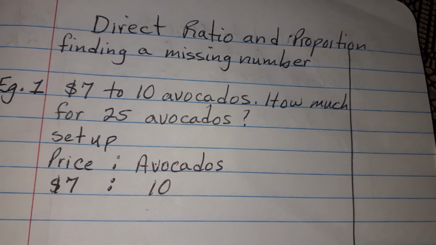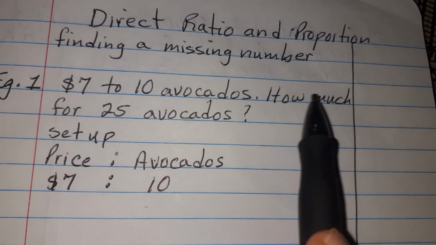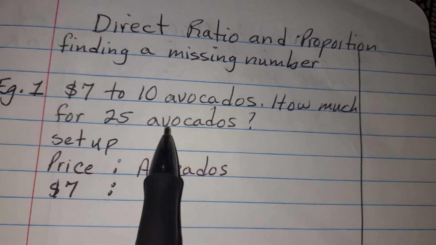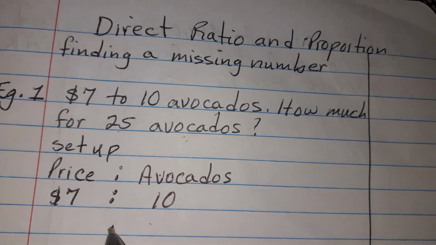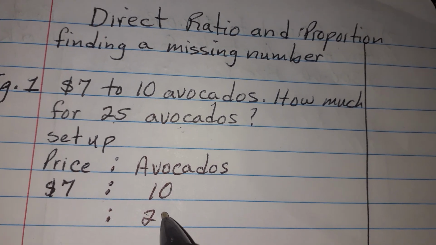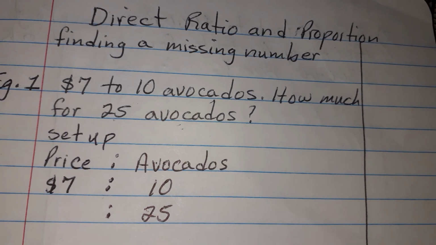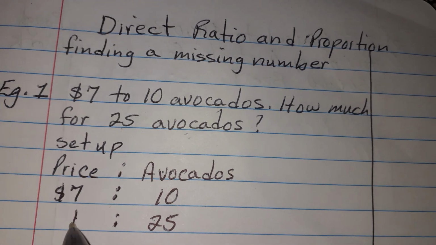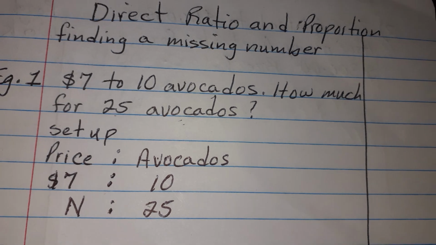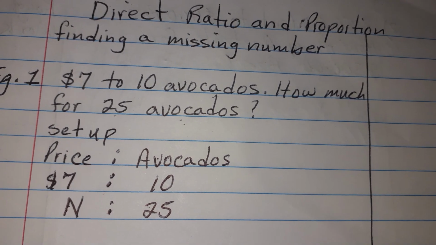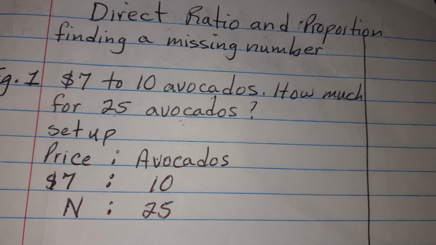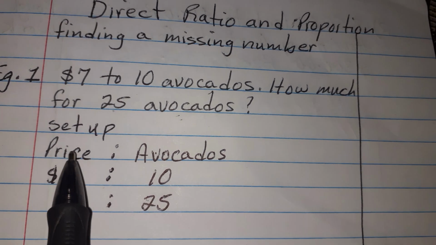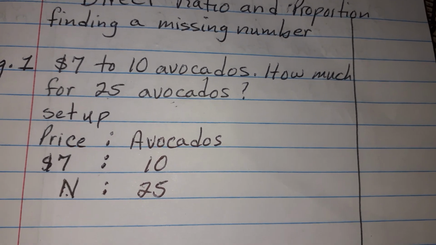All right. Now the next number, it says how much for 25 avocados. We are going to put 25 under avocados. Okay, so we put 25 under avocados. So here we are going to put a letter. It could be N, it could be Q, it could be L, it could be any letter that you choose. Just make sure that you have a letter here to show that we are finding what would be the price.